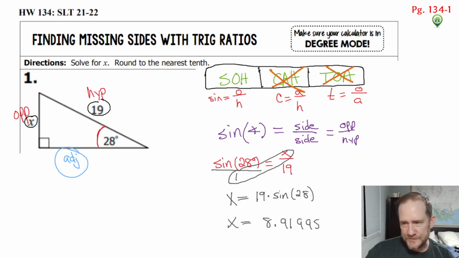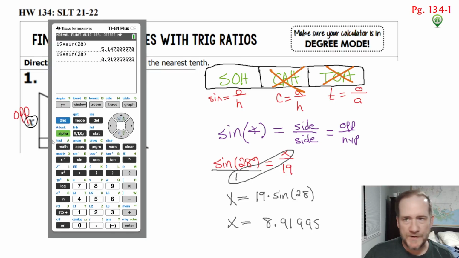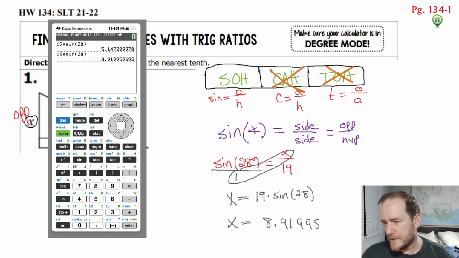Anyway, we're going to round to 2 decimal places. So if it is like this, then we would get 8.92. But I don't think it is like this. Hold on, we're going to try this again. Okay, there's my calculator again. Oh, I was right. All right, it is 8.91995.